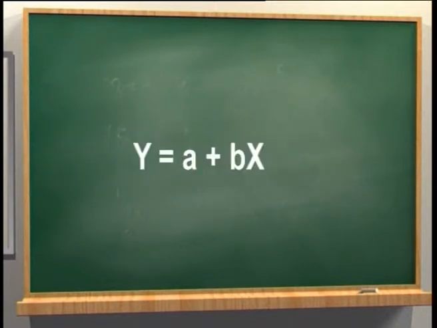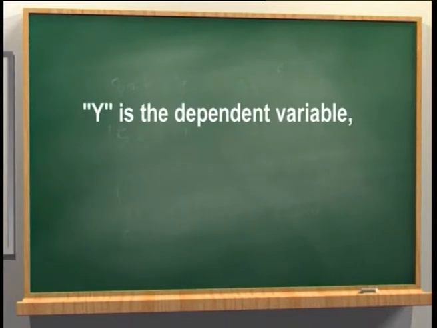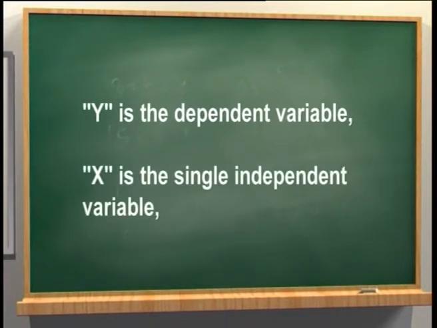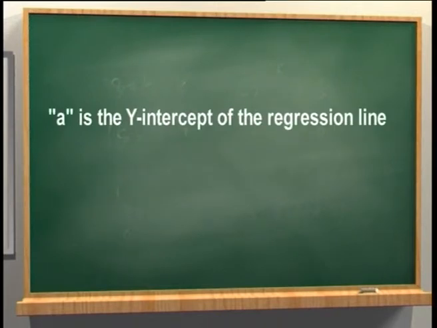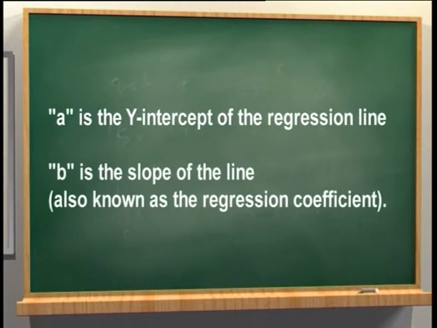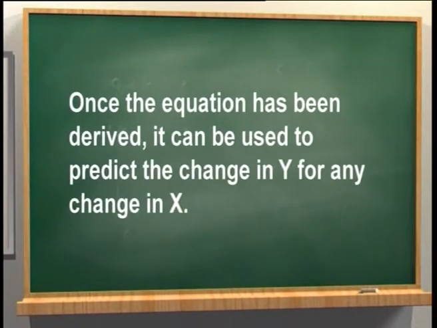Y = a + bx, where y is the dependent variable, x is the single independent variable, a is the y-intercept of the regression line, and b is the slope of the line, also known as the regression coefficient. Once the equation has been derived, it can be used to predict the change in y for any change in x. It can therefore be used to extrapolate between the existing data points as well as predict results which have not been previously observed or tested.